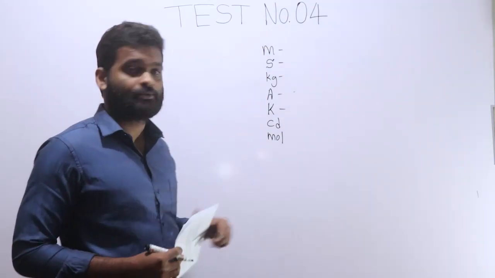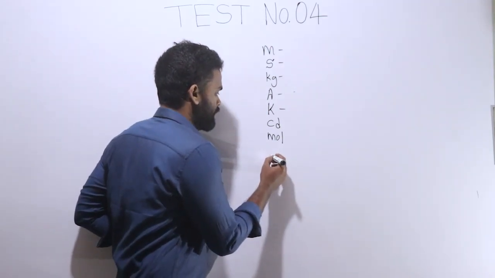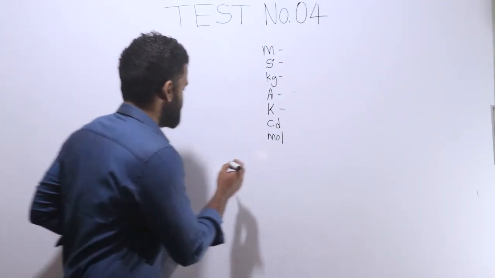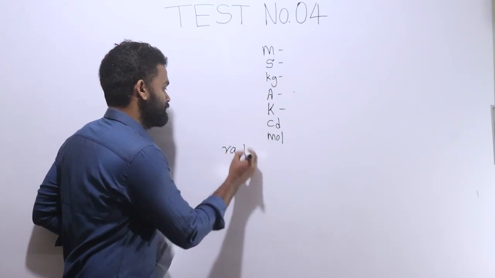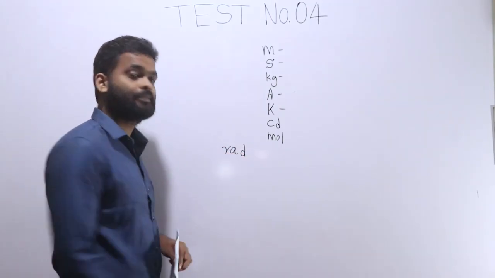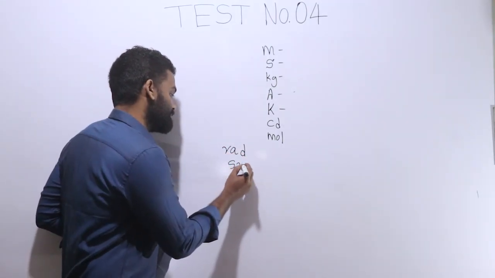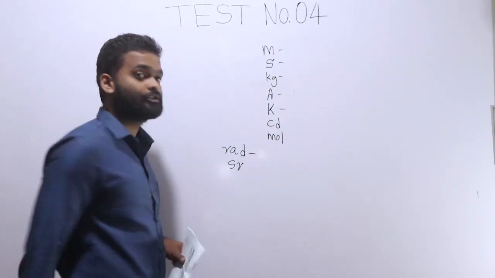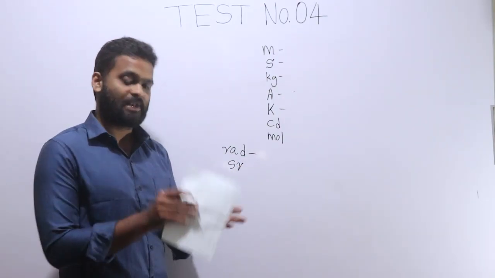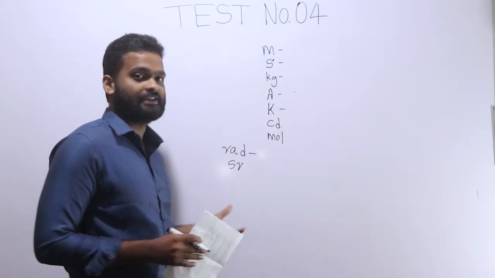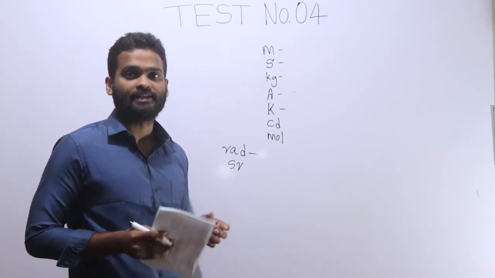Besides that, we have 2 supplementary units. Those are radian, simply rad, and steradian, sr. Radian is used to measure the plane angle, and steradian is used to measure the solid angle.